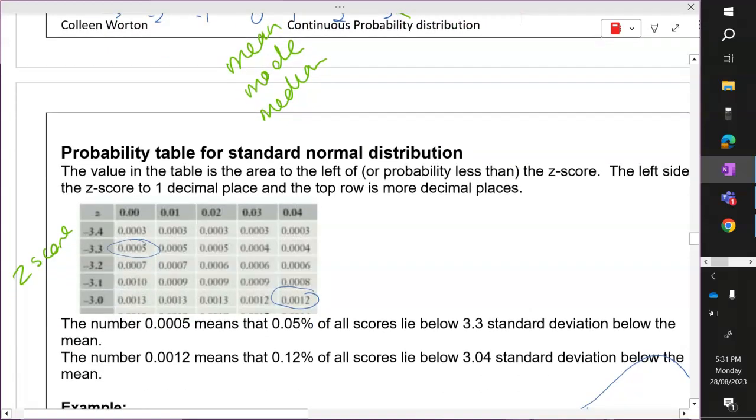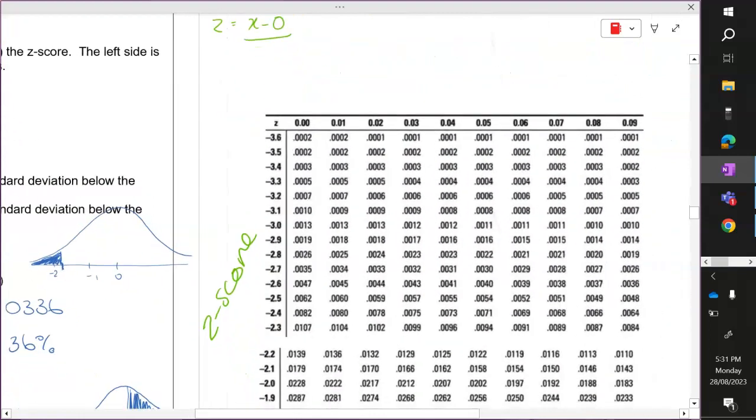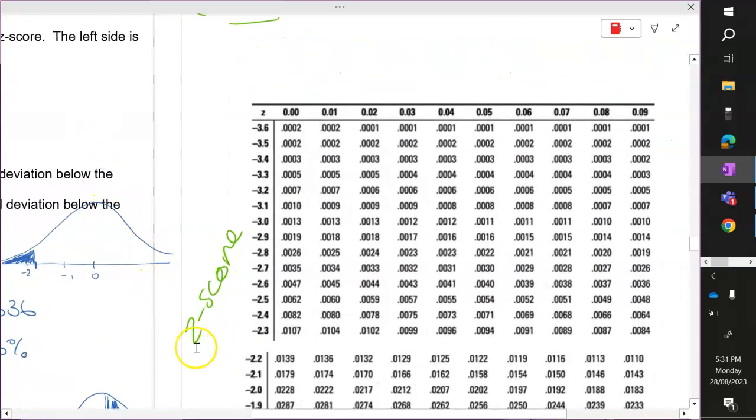So what we would have, and I've actually got a better one over here, a nicer one. On the left are our z-score values, and along the top is another decimal place of our z-score values. So if I had a z-score value at the bottom of minus 2.3, then my value there would be 0.0107. If I times that by 100, that's 1.07. So 1% of my probability or scores would lie to the left of a z-score of minus 2.3.